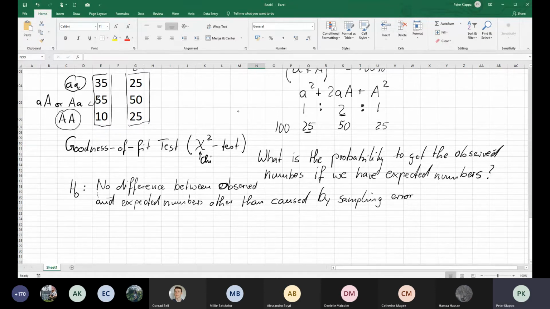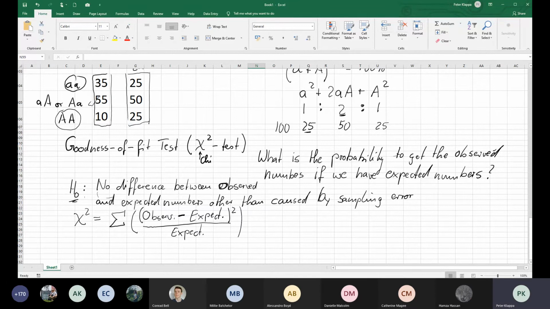So how are we going to check whether we should believe the null hypothesis, whether there is no difference? So we calculate the probability to get these observed numbers from the expected numbers, or we calculate the difference. How do we do that? So we can calculate this chi-square factor, the chi-square number, and the equation for that is we take the sum of observed numbers minus the expected numbers. We square it and we divide it by the expected number.